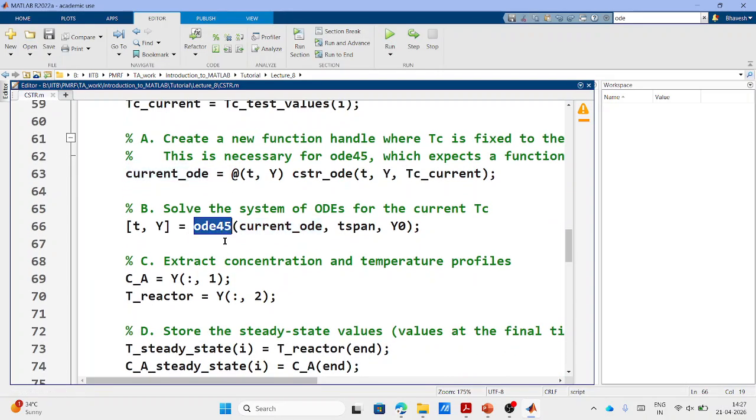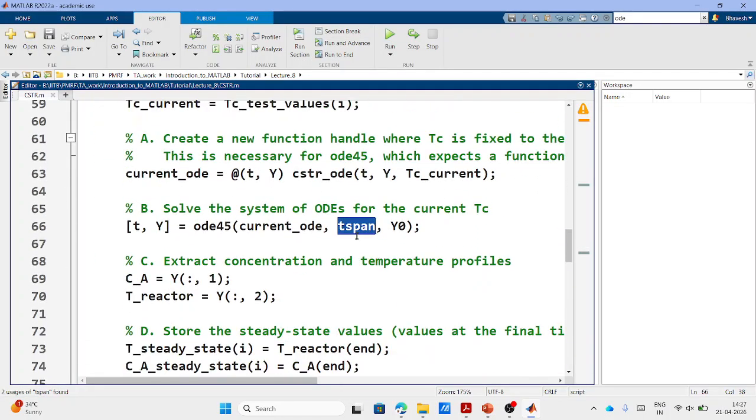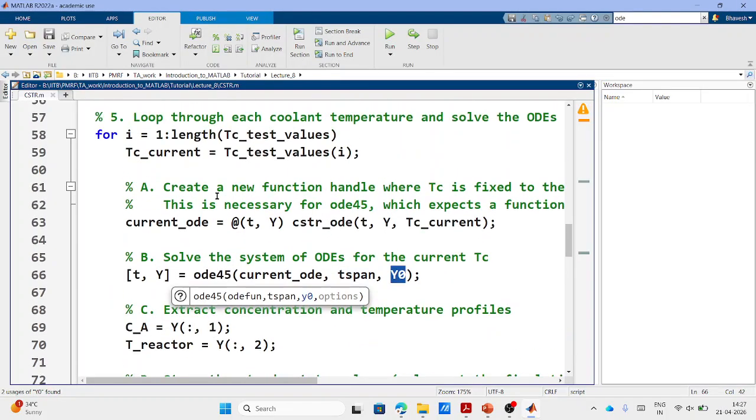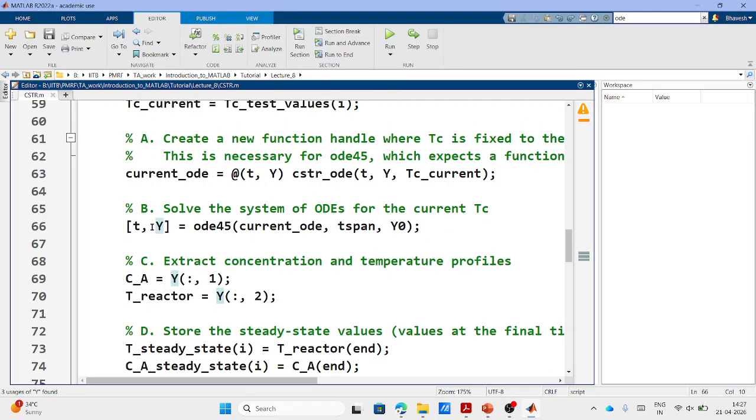Then I am calling ODE45 to solve these equations. Okay. So ODE45 we have called, we have supplied the ODE temperature span which we have already defined from 0 to 50. Initial conditions are given, CA0 and T0 values for the feed, right? It will compute the variation in the concentration as well as the temperature of the reactor with time. Okay. Now I have to extract this data.